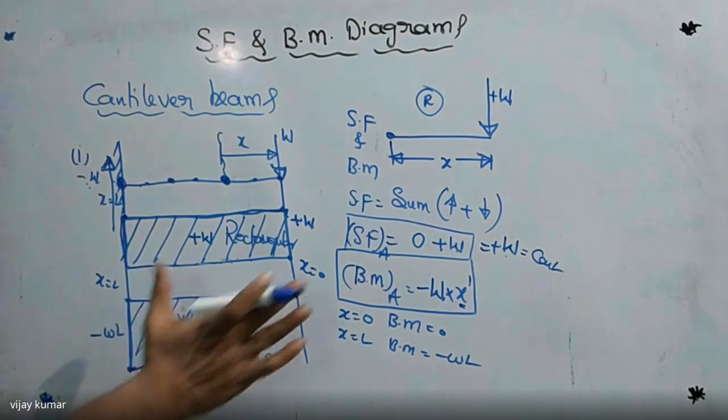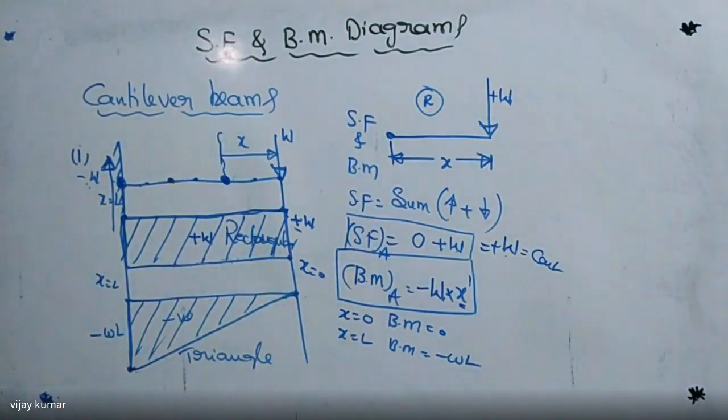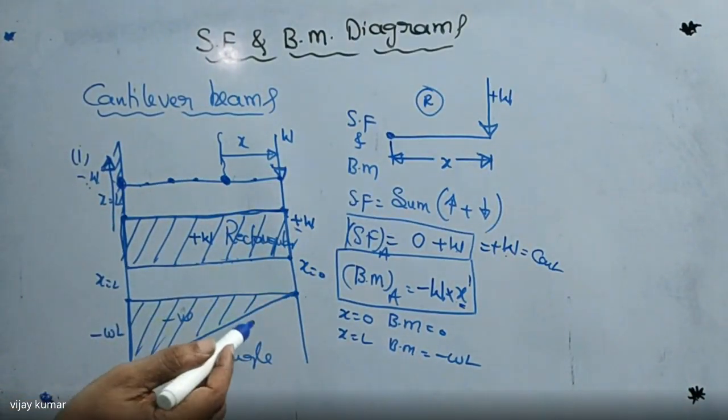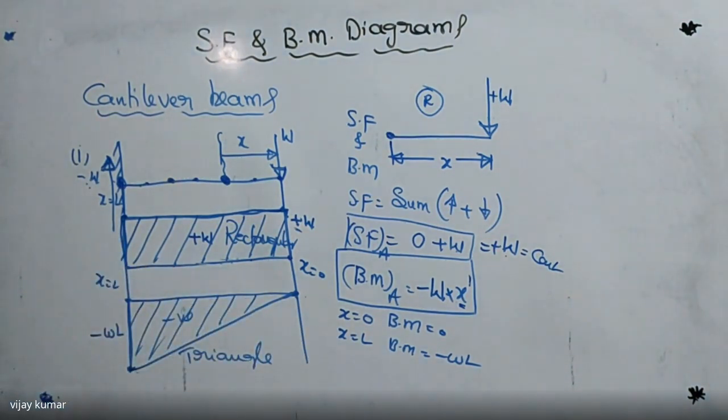By seeing this diagram, what is the maximum shear force value? Plus W, or we can say simply W; it may be positive or negative. And what is the bending moment value? WL, that may be negative here. Whether it is positive or negative, magnitude is important here. That is how much? WL. Did you get my point or not? Right. So this is the way of calculation of shear force and bending moment for a cantilever beam.